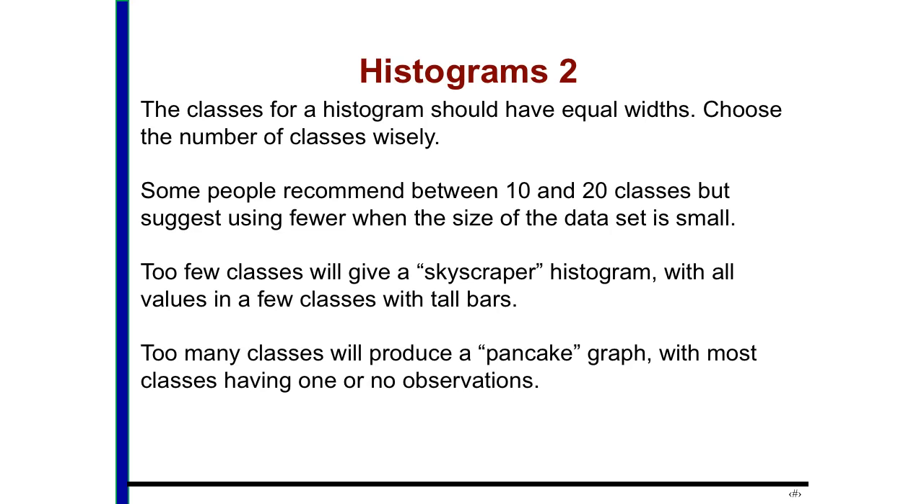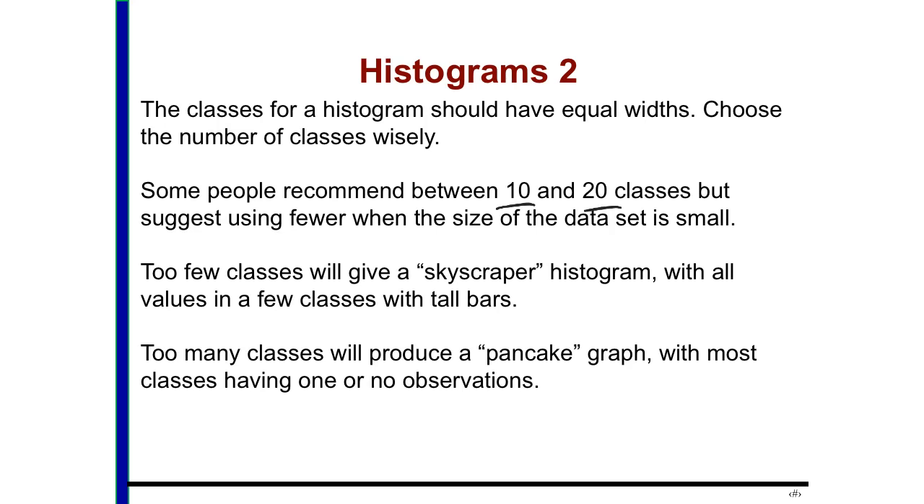Now, some things to consider. The classes for a histogram should have equal widths. You should choose the number of classes carefully. Usually it's recommended between 10 and 20 classes, but if you have a small data set, then you can use a smaller amount of classes.